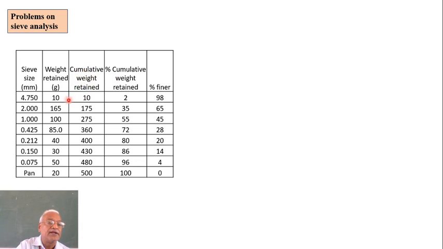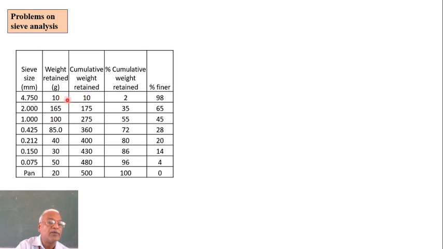Cumulative weight retained is the summation of 10 plus 165 for the 2 mm sieve, because the weight retained on 4.75 is 10 only. The weight retained on 2 mm is 165 plus 10, because if you see the whole soil, not only 165 but even the 10 also stays above 2 mm. Likewise, if you sieve the soil through 1 mm, the weight retained will be 100 as well as 165 as well as 10. So like that.